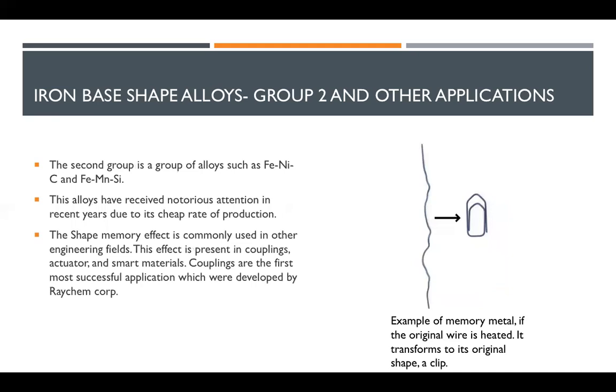The second group is a group of alloys such as iron, nickel, and carbon, and iron, manganese, and silicon. These alloys have received considerable attention over the past 2 decades due to their low cost, good workability, and good quality. Although the real applications are still limited, there are remarkable exceptions such as its use in large-sized joining pipes for tunnel constructions and current rail joint bars.